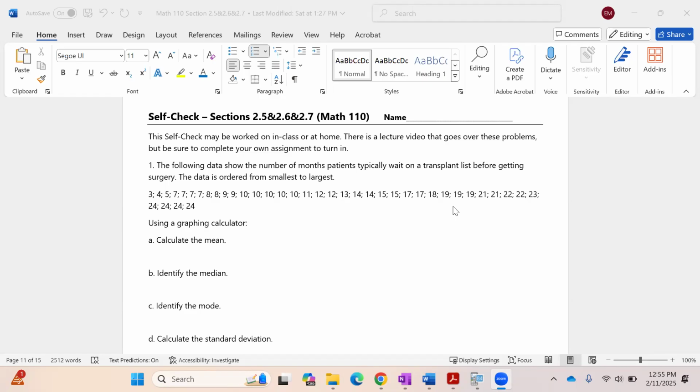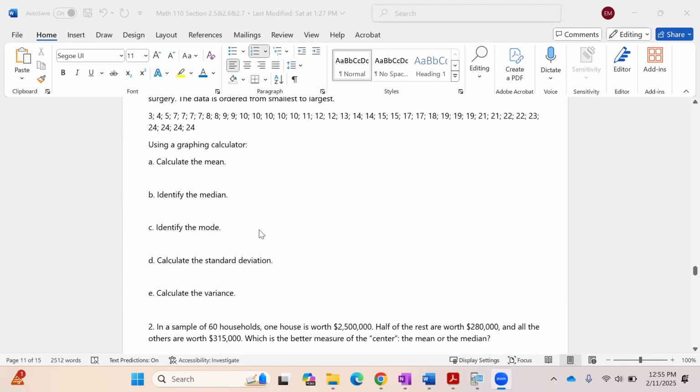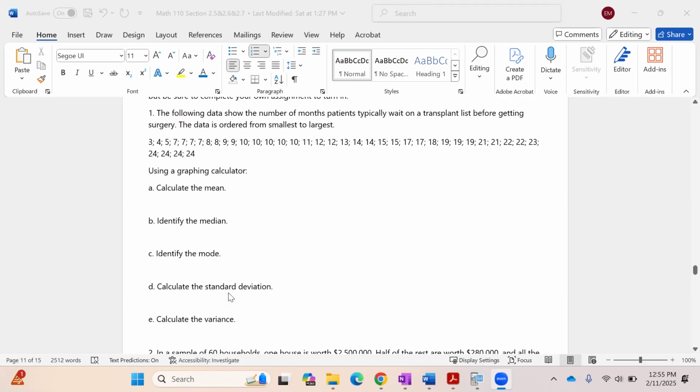So let's go ahead and take a look at number one. Number one states the following data show the number of months patients typically wait on a transplant list before getting surgery. The data is ordered from smallest to largest. So here we have about 3 months to about 24 months. We're given a couple of things we want to figure out: mean, median, mode, standard deviation, and variance. It's telling us to use a graphing calculator to calculate all these.